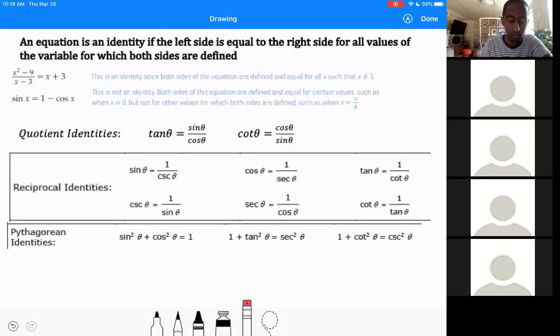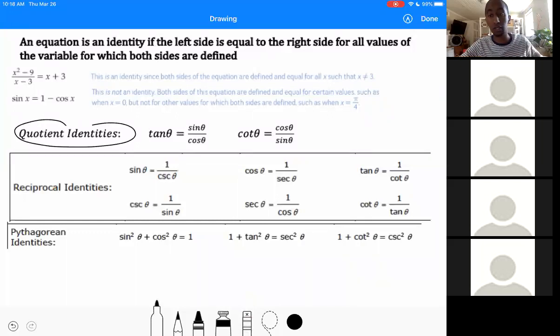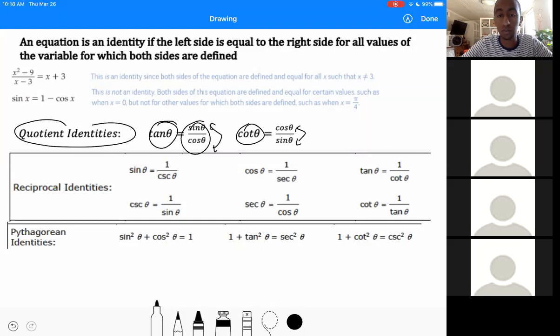This one is not on your formula sheet, by the way. Quotient identities. However, it's something we've talked about before, in the last class or last video session. Tangent is sine over cosine. So it's not on your formula sheet, however, that is something that we know. Cotangent is the opposite of tangent. So if you flip this, it's going to be cotangent, right? So cotangent is cosine over sine. So you just kind of have to know those. That is our quotient identities.